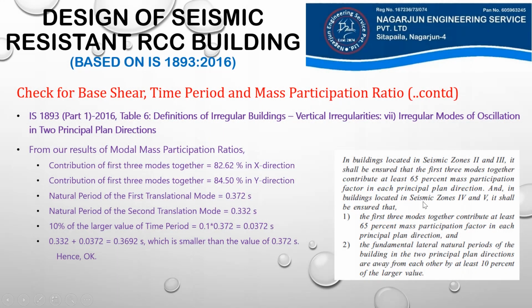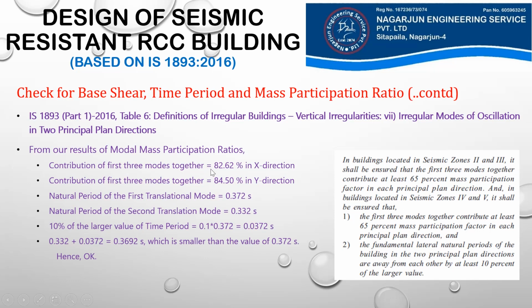So the first three modes contribute at least 65% mass participation factor in each principal plan direction is satisfied. And another condition is that the fundamental lateral natural periods of the building in the two principal plan directions are away from each other by at least 10% of the larger value. That means for our first mode of vibration, we will have the largest time period. And for our second mode of vibration, we will have comparatively smaller time period. The difference between those two time periods should be at least or greater than equal to 10% of the larger time period. That is 10% of the time period of our first mode of vibration.